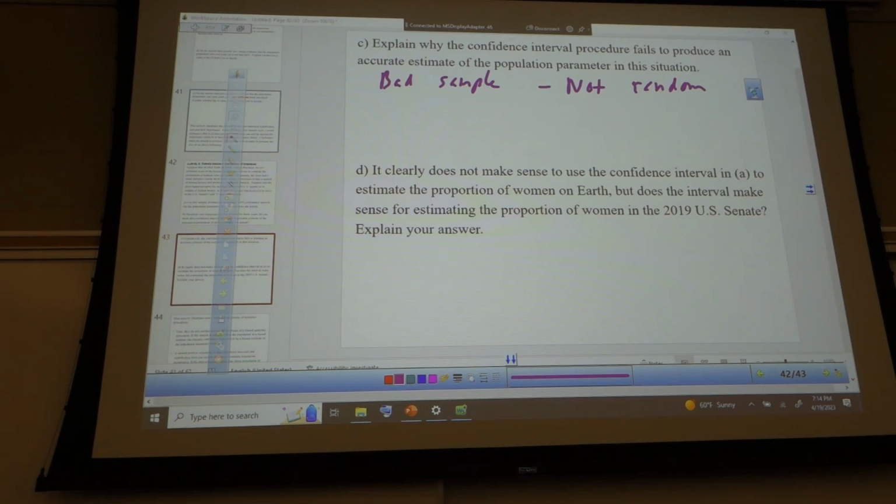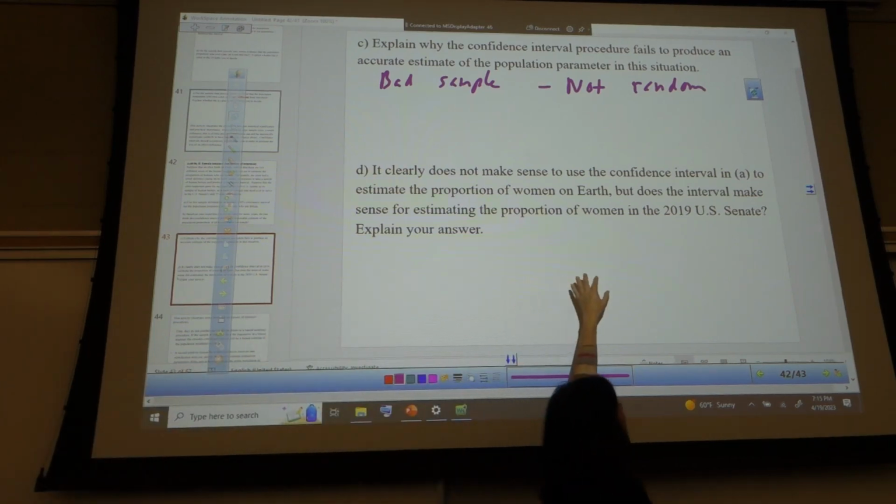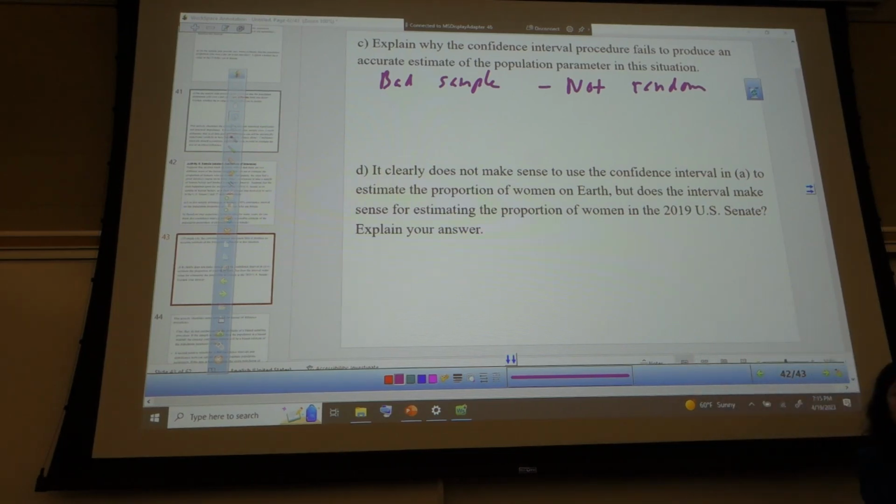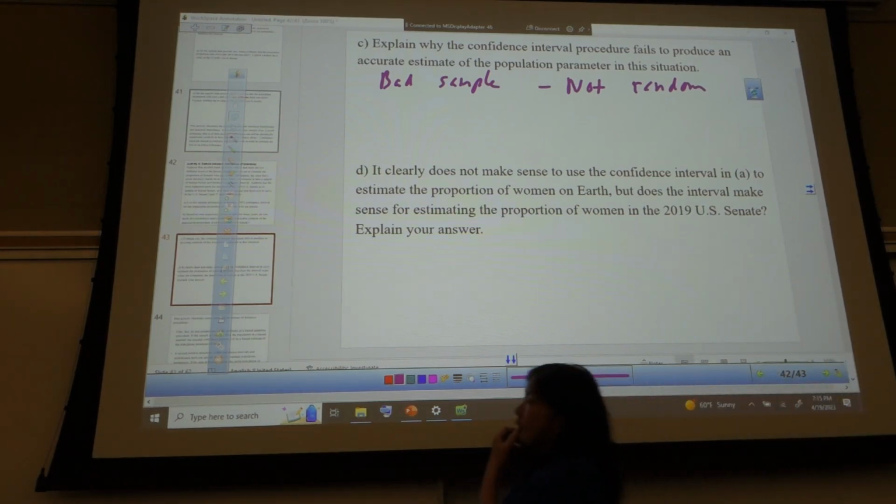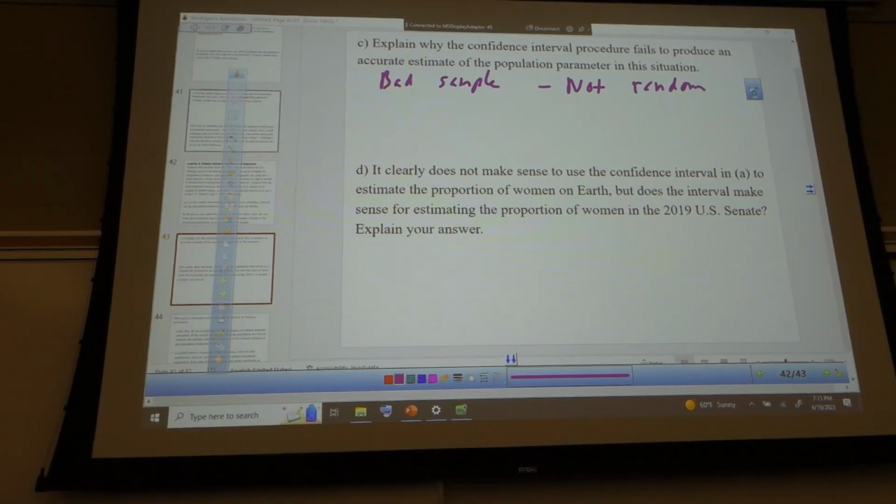But does it make sense to use this to estimate the proportion of women in the 2019 U.S. Senate? Yeah. 15 seconds, talk to your neighbors about it. Does this interval make sense for estimating the proportion of women in the 2019 U.S. Senate? Yes. No! What? We don't need to estimate this proportion. We know it's 25 out of 102.